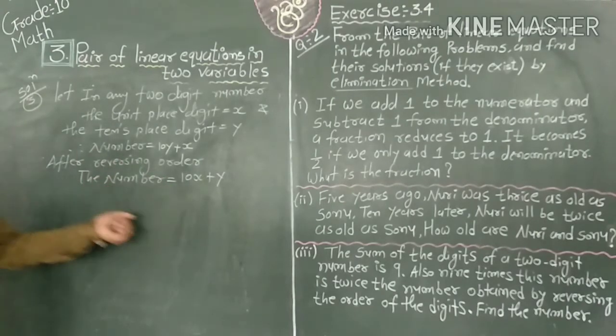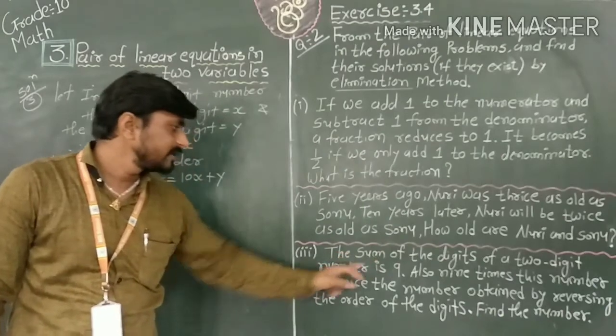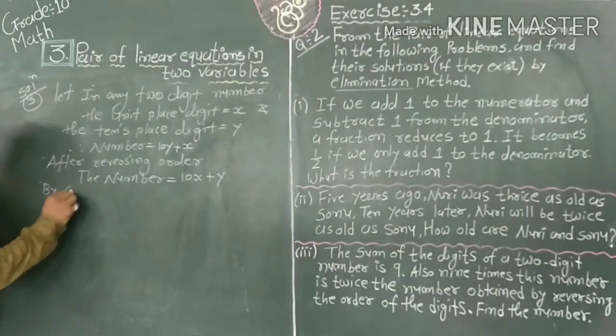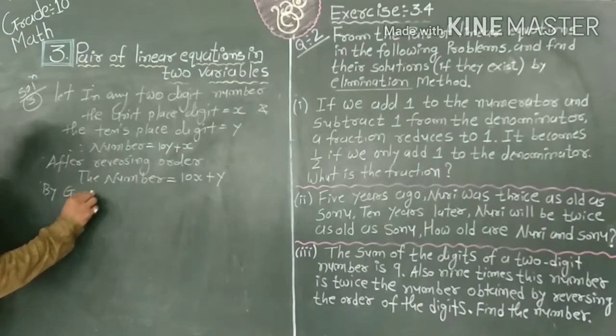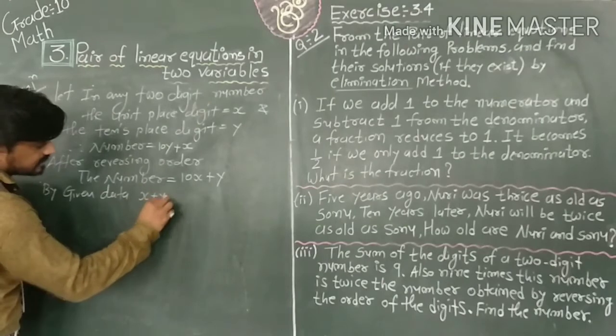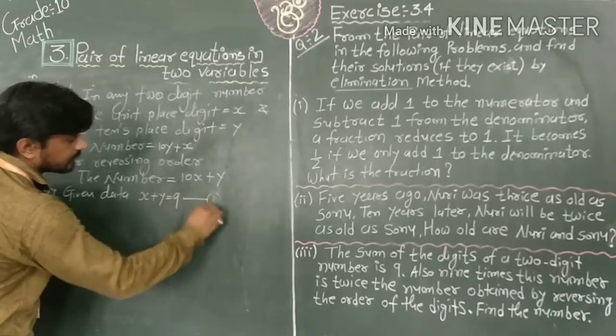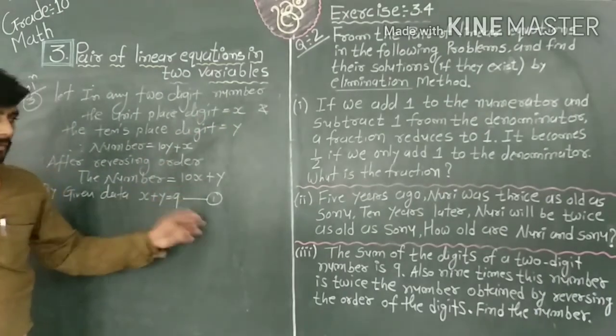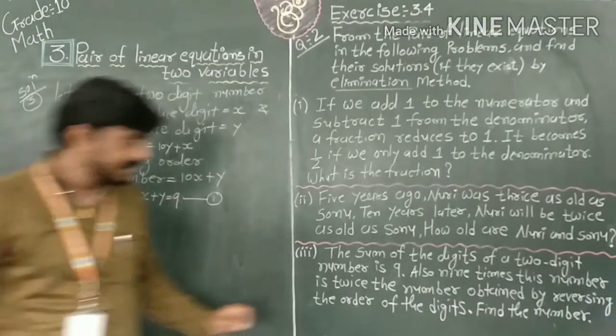Okay. Now what is the condition? The sum of two digits is 9. Therefore, we write by given data, the sum of two digits is 9. This is our equation number 1. Okay, the sum of these two digits is 9. Already given. And what is the second condition?